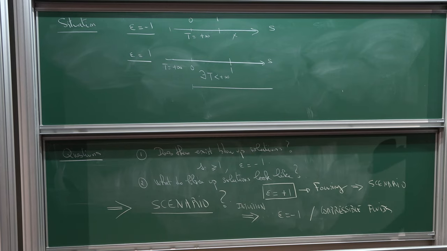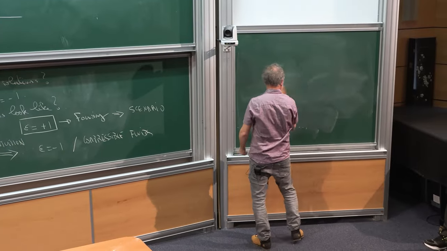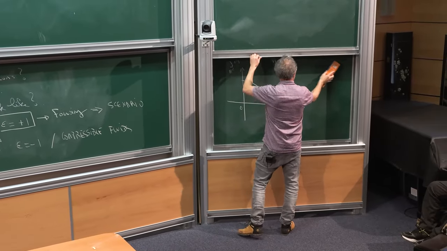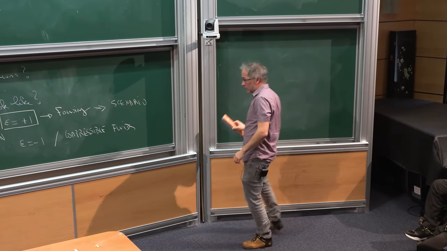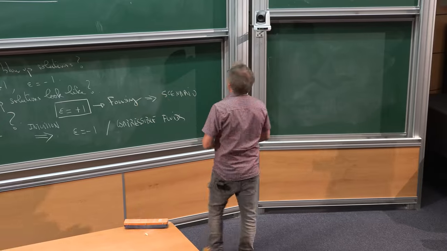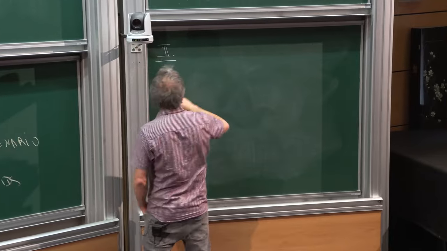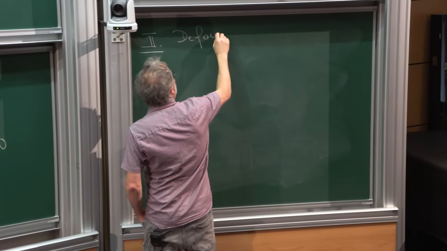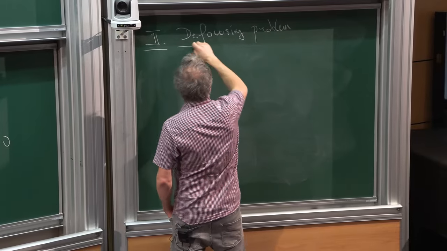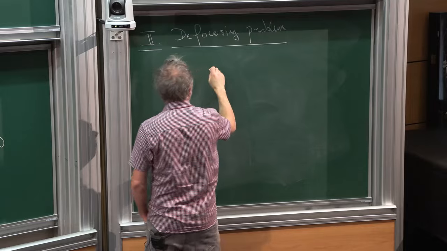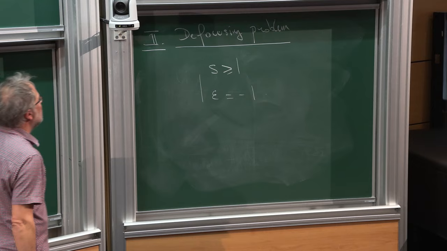So let me go back. So maybe this was, I don't know, 2. I'm going to put 2. Okay, so let me talk specifically now about the defocusing problem in the energy critical and supercritical range. So I want S bigger than 1. Okay, so epsilon is minus 1. S is bigger than 1.